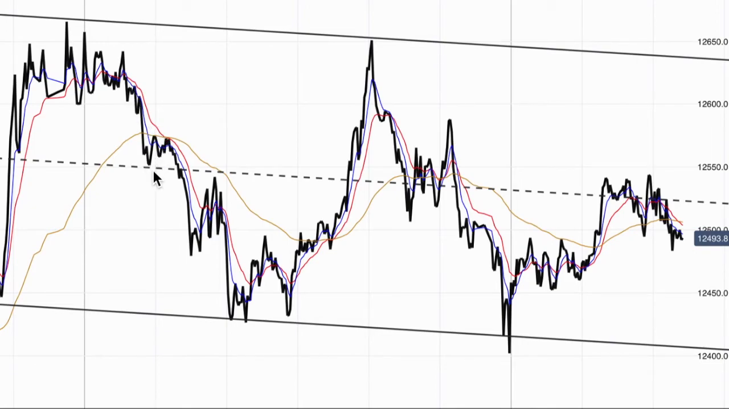You've got a small flag formation here, and with flags, the flagpole is normally duplicated by the following move. Flags are trend continuation moves, and that move there equals that move there, and then traders started buying at the bottom. You can see again on this particular chart we've got context in the form of a bear trend channel.